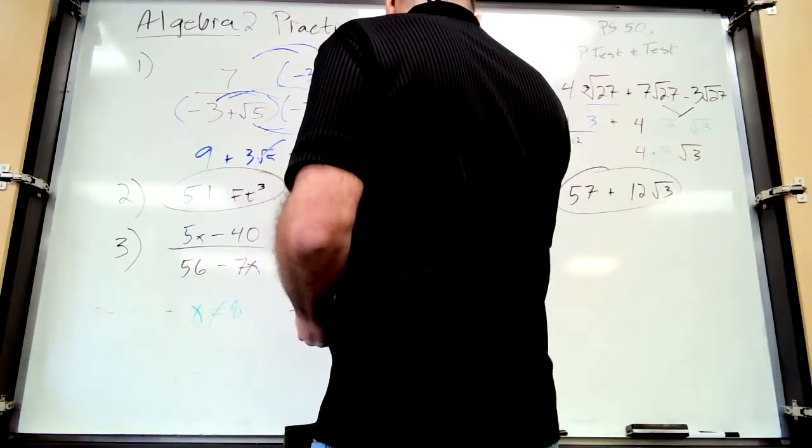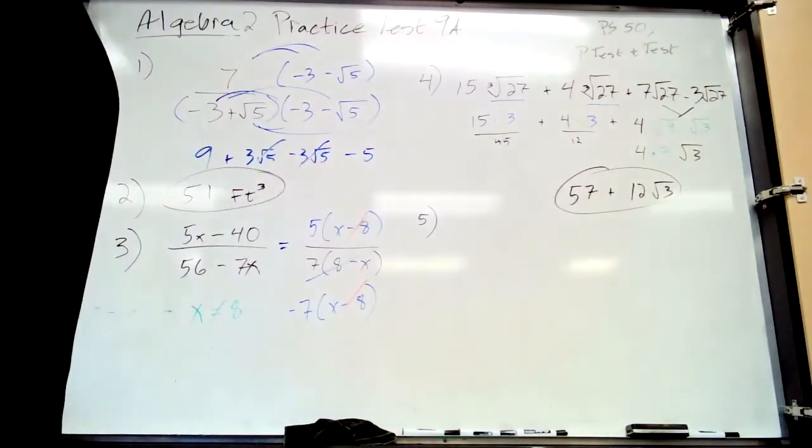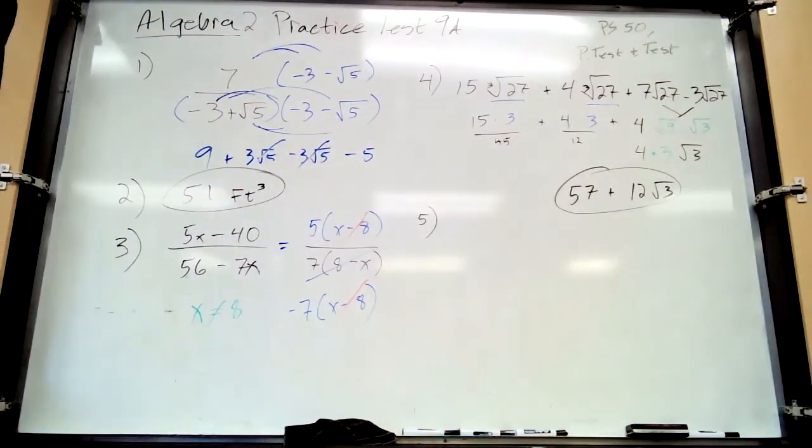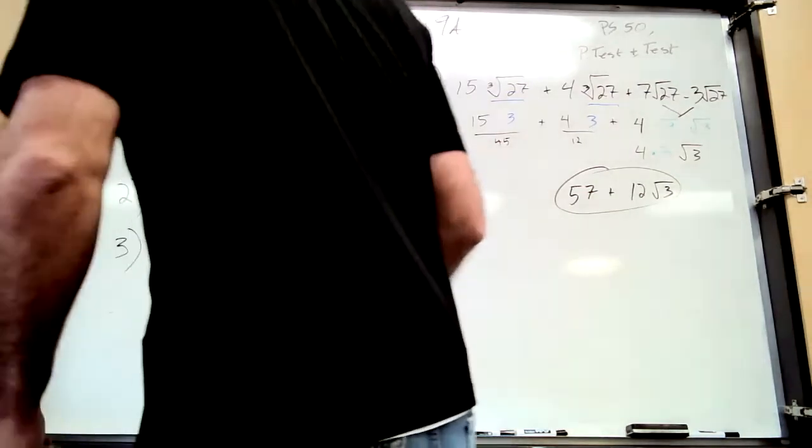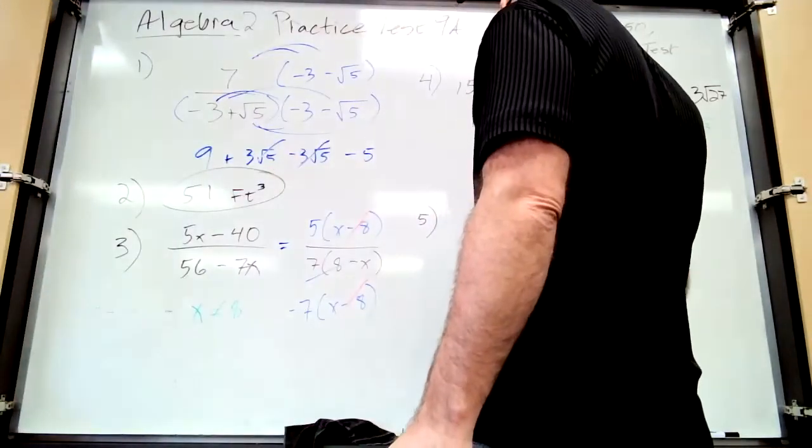All right, number 5. Find the value of z. No, I don't know why I read graph. Find the value of z. Give the answer in simplest radical form. Okay, so this is just the Pythagorean theorem.